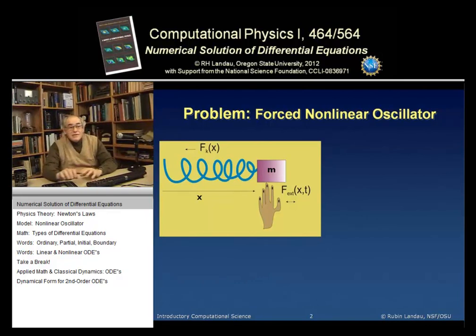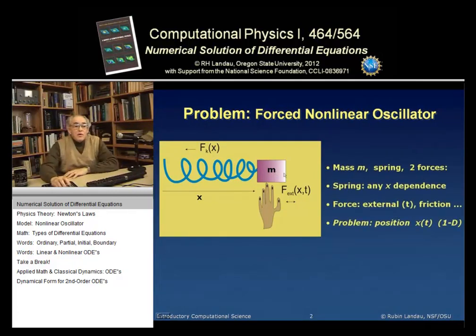So the problem is, as you see here, we have a mass M being driven by two forces. We have the force of a spring, which can be any kind of spring we want. We'll do some interesting ones. Okay, so that's a function of x. So x here is the distance from the wall, or the distance from the equilibrium position of the spring, how much the mass is moved from that. That's x.